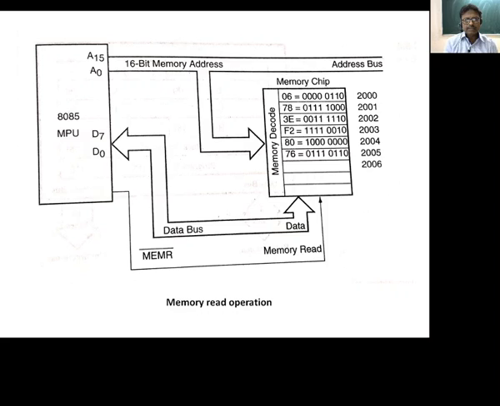Now this is an example showing the use of the address bus, data bus and control signal with memory. Here the 8085 has 16 address lines, A0 to A15. First of all, the processor will send the address of the memory, suppose the memory address is 2005. This 2005 will be carried by the address bus and received by the memory chip, where it is decoded. What is the meaning of memory decoding?